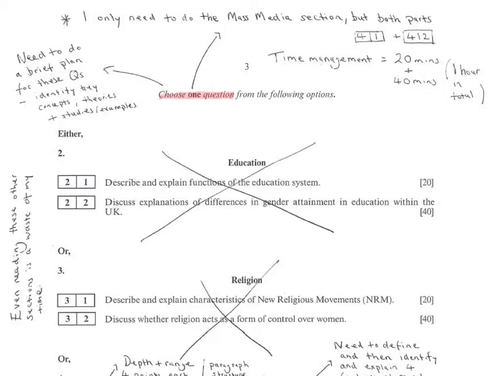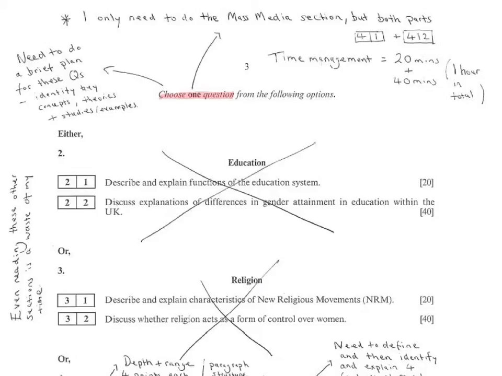This is the second section of the SY2 exam, and we can see that the instruction is that you choose one question. So the important thing here to remember is that you only need to do the mass media section, so don't even bother reading through the education and the religion sections. That would be a waste of your precious time.